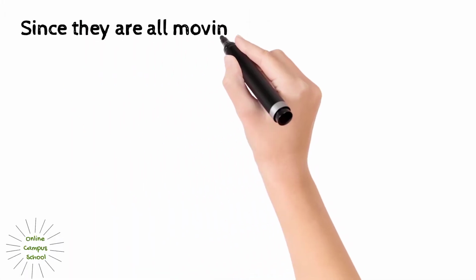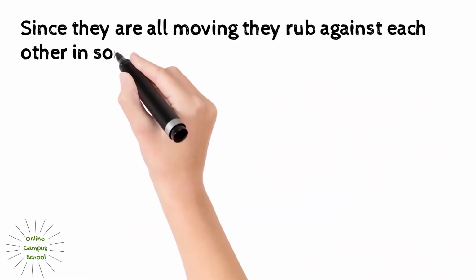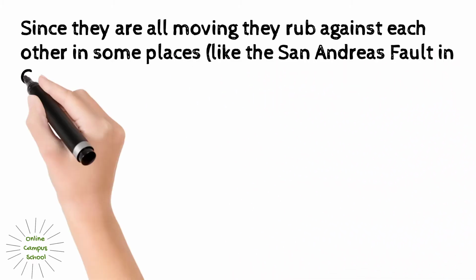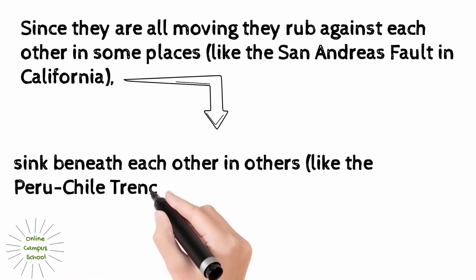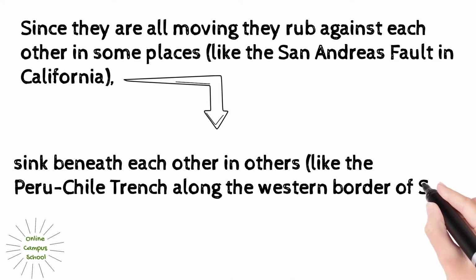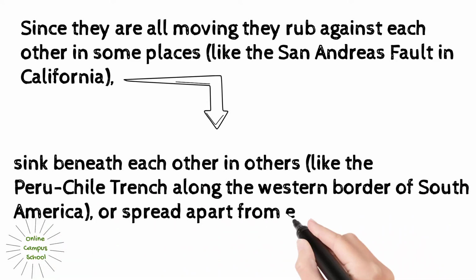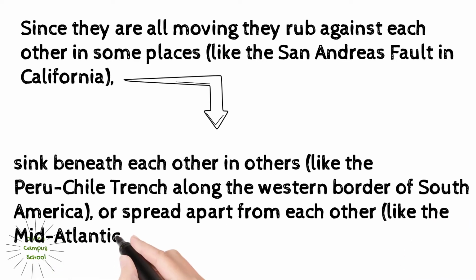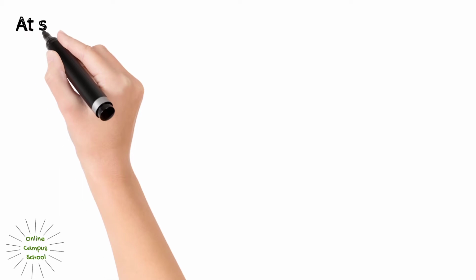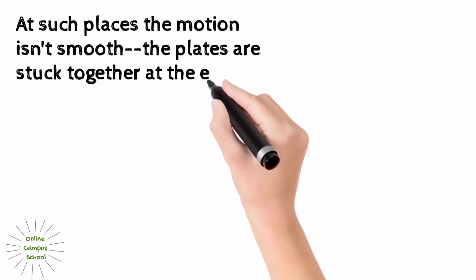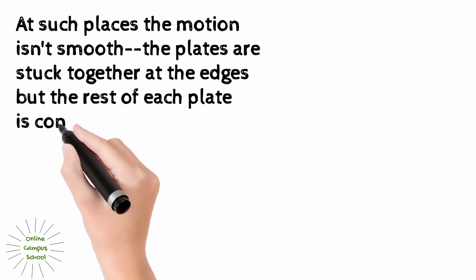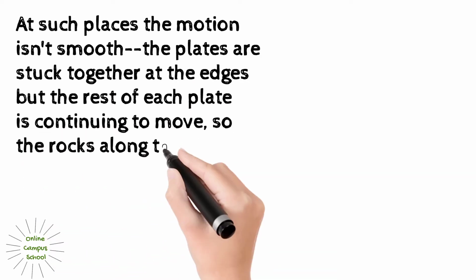Since they are all moving, they rub against each other in some places, like the San Andreas Fault in California, sink beneath each other in others, like the Peru-Chile Trench along the western border of South America, or spread apart from each other, like the Mid-Atlantic Ridge. At such places the motion isn't smooth. The plates are stuck together at the edges, but the rest of each plate is continuing to move.